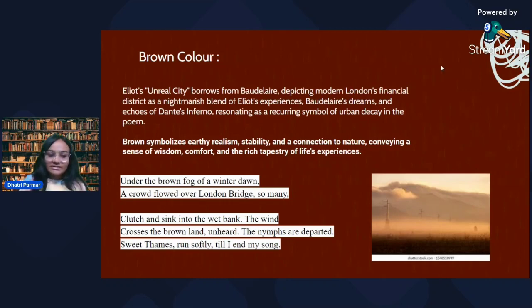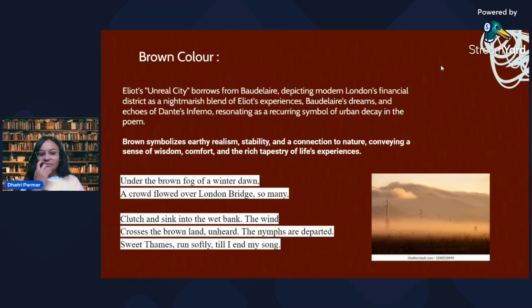In these lines, for instance: "Under the brown fog of a winter dawn, a crowd flowed over London Bridge, so many." And another description: "Clutch and sink into the wet bank. The wind crosses the brown land, unheard. The nymphs are departed. Sweet Thames, run softly till I end my song." So, with the allusion to the Thames, we are directly connected with Spenser's Prothalamion. But Eliot uses it here to show the darker side of the Unreal City.